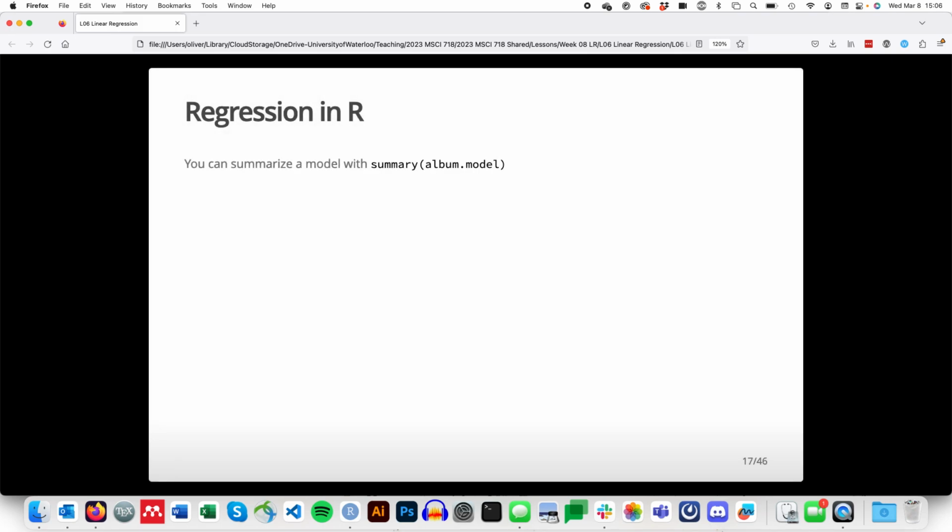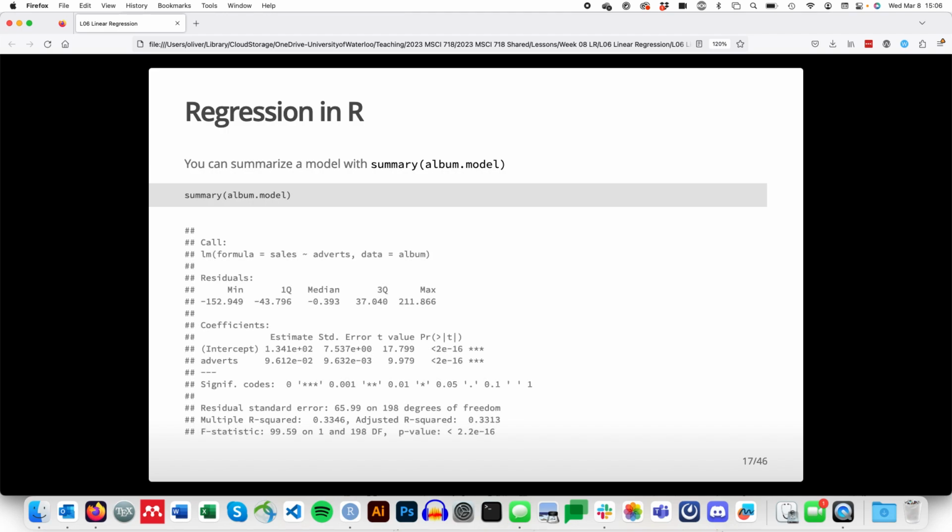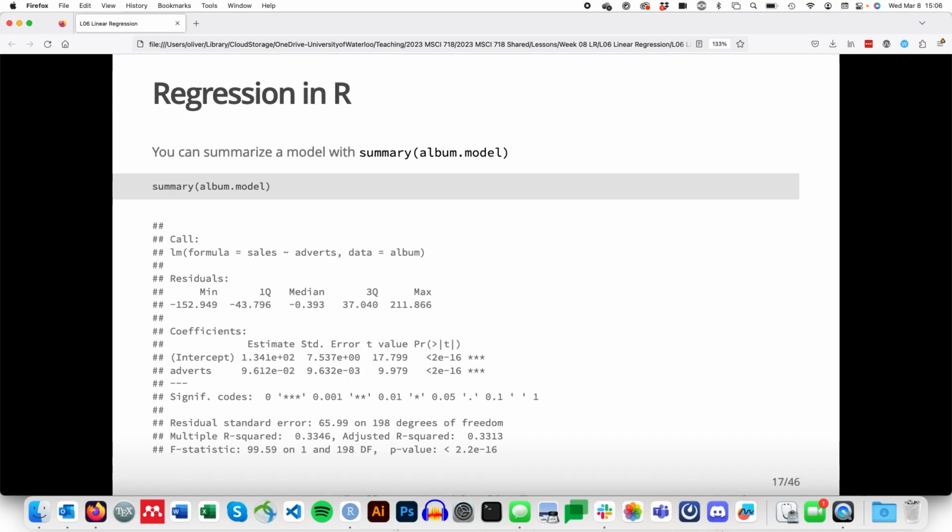Cool. So you can summarize this using summary of the model, and it'll give you a bit more information. Now we have some p-values. Who can interpret this for me? Anyone? Talk to your neighbor for 30 seconds. Figure out this output, and then I'll come talk to you first. Go.